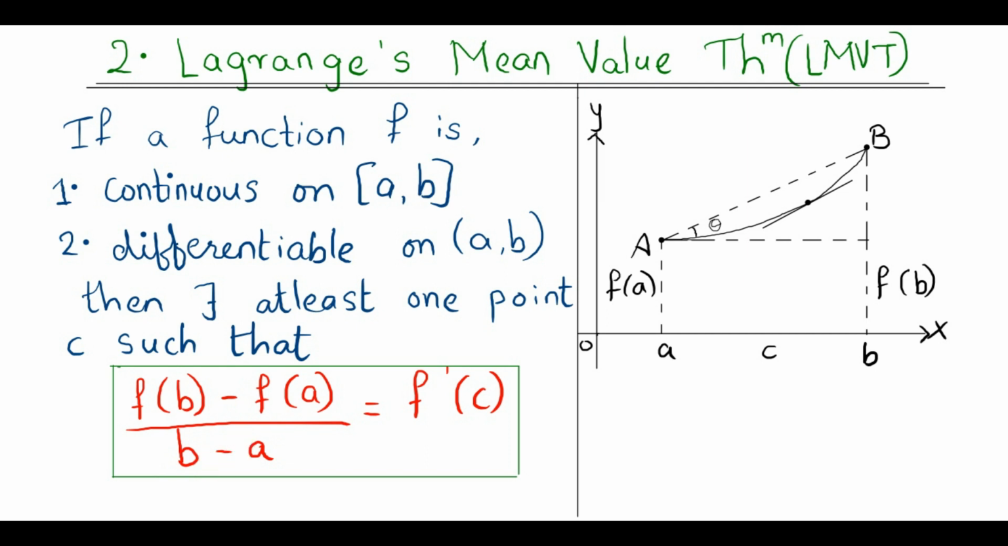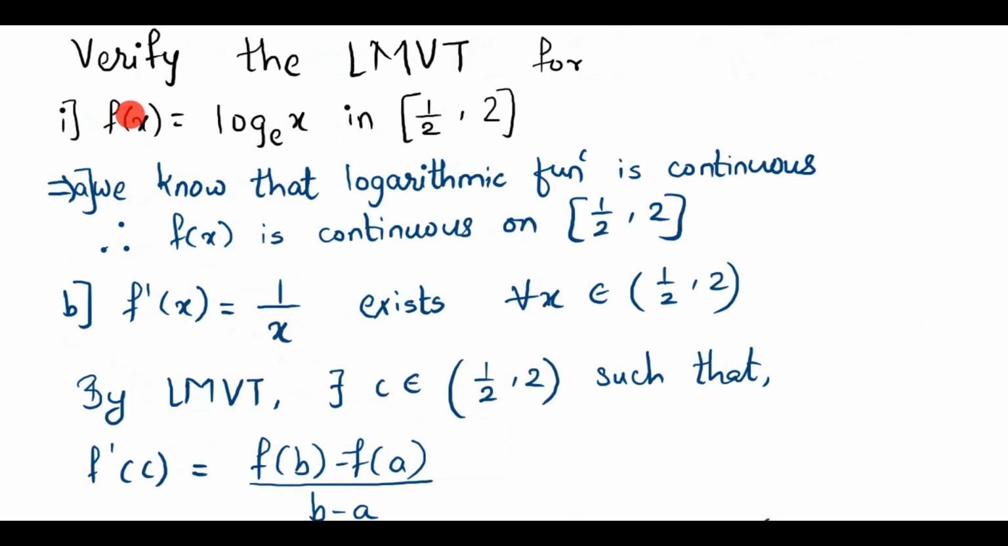Let's see a few examples about LMVT. Here is our first example. Here we have to verify whether the given function follows the LMVT conditions or not, and if it follows, then we have to find the value of c. Our first condition is that it must be continuous. Here f of x is equal to log x to the base e. It is a logarithmic function, hence it is a continuous function.